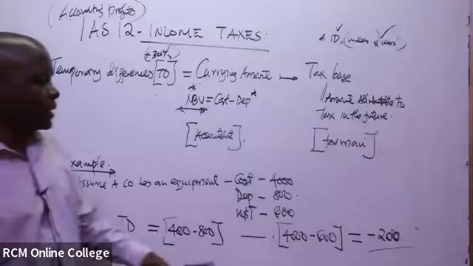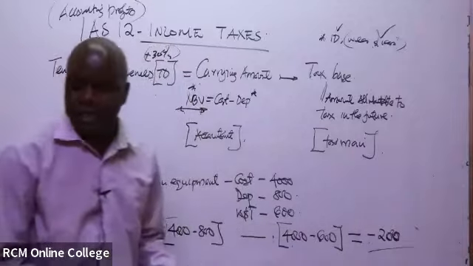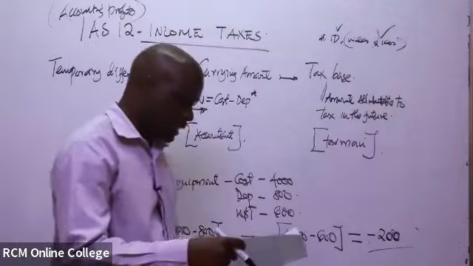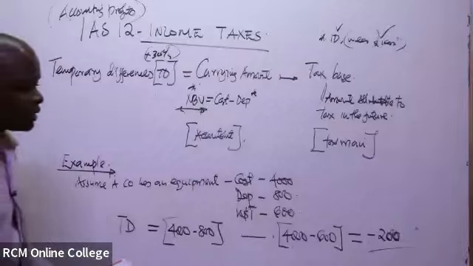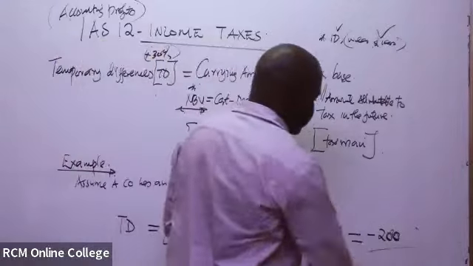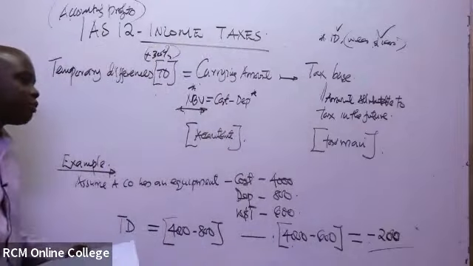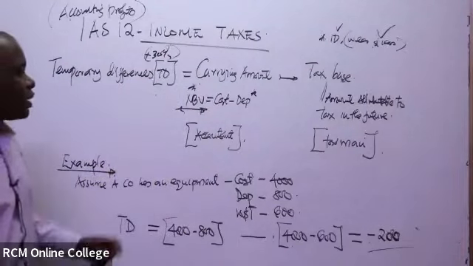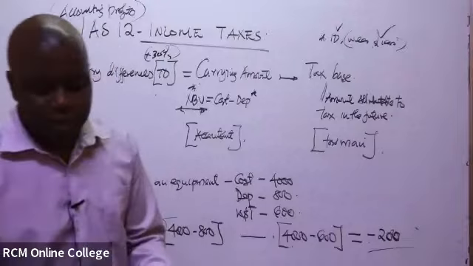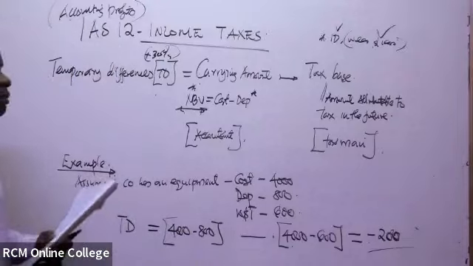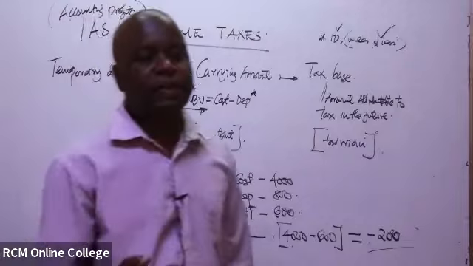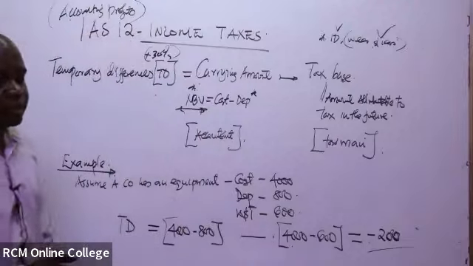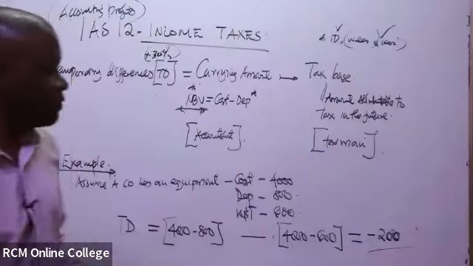When it is negative, we refer to it as a deductible temporary difference. When you get it as a positive, it will be a taxable temporary difference. In simple terms, that is how you arrive at the temporary difference. Now, there is something I want to bring up: the types of temporary difference. There can be two: deductible and taxable. If it is negative, it is deductible. If it is positive, we refer to it as a taxable temporary difference.